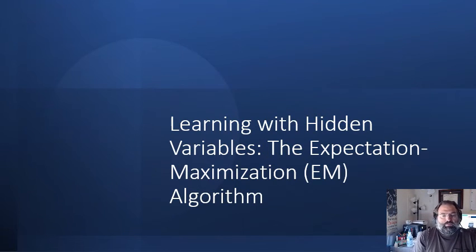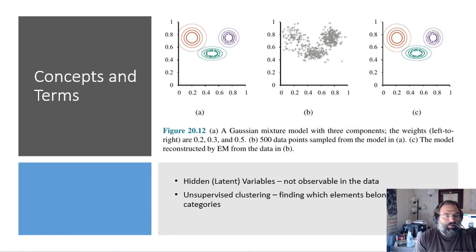Moving on to learning with hidden variables. So the idea of the expectation maximization EM algorithm. General concepts: you basically assume that there are some hidden variables, latent variables, that are not observable in the data. They're there, but you can't read them directly. They're doing something, but you try to figure out what they are. Sometimes we'll do things like using unsupervised clustering, which is finding which elements belong to which category.